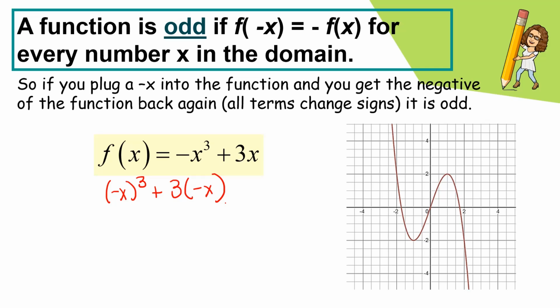Right here, negative x cubed. Again, that does not simplify, right? Because you have an odd number of negatives in there. So we're going to have negative x cubed. Well, that negative is not going to cancel out, so I'm going to multiply that negative 1, because there's technically a negative 1 right here. 3 times negative 1, and we're going to get negative 3x.